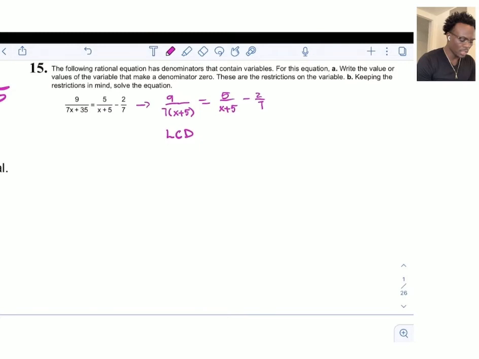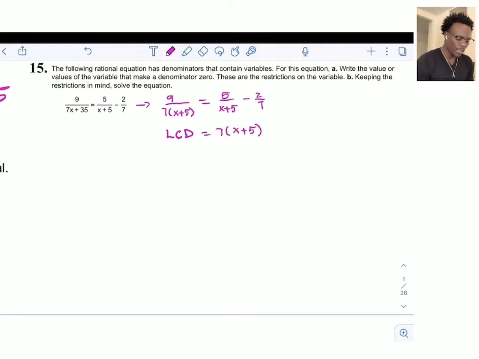So the LCD should be an expression that includes all the factors that I can find in the denominator, which are 7 and x plus 5. So the LCD is 7 factor x plus 5. It should include all the factors that I can see in the denominator. I'm not talking about terms, I said factors.